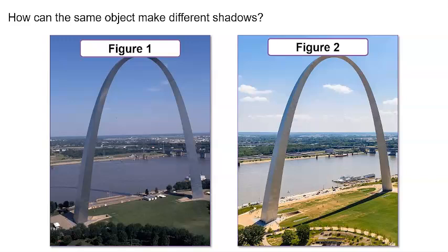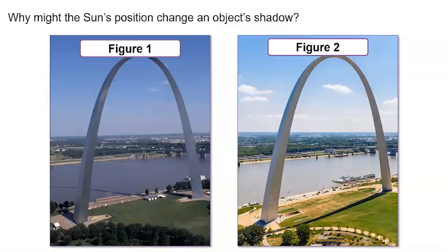How can the same object make different shadows? I think what the shadow looks like depends on where the sun is. Do you agree? The sun appears to move in the sky, and the position of the sun causes shadows to change during the day. Fascinating.